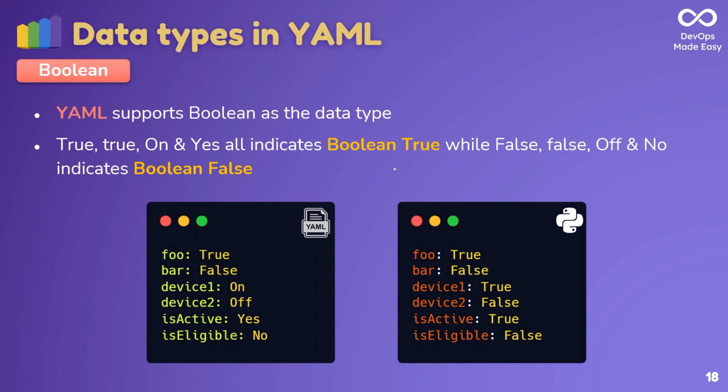So here the actual Boolean values for true and false are true with capital T and false with capital F. But you don't have to use these exact values. You can use on, you can use off, yes, no, everything will be supported.